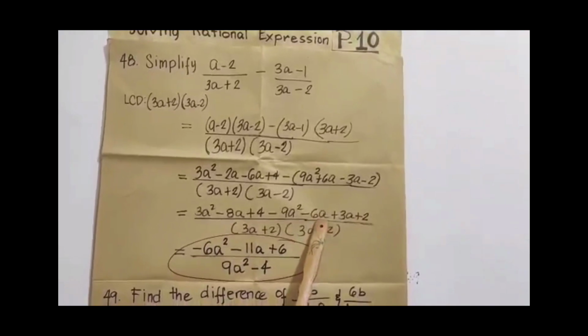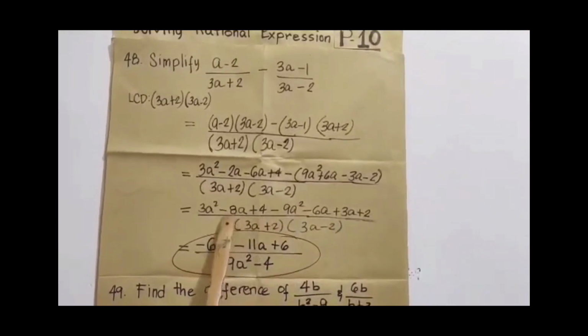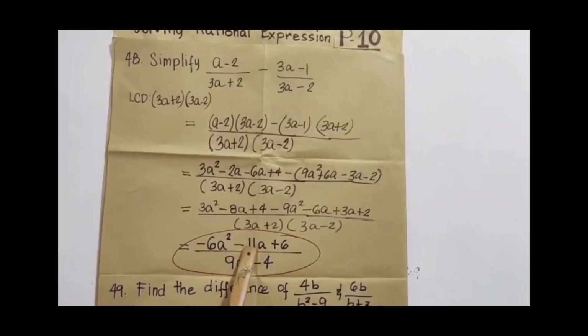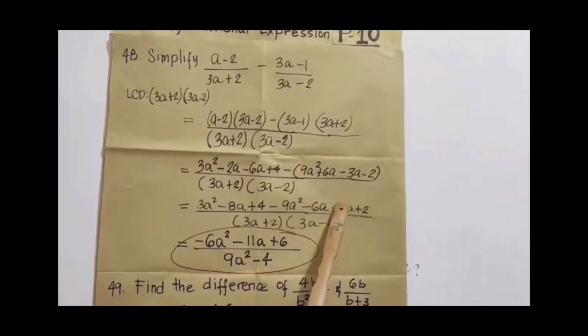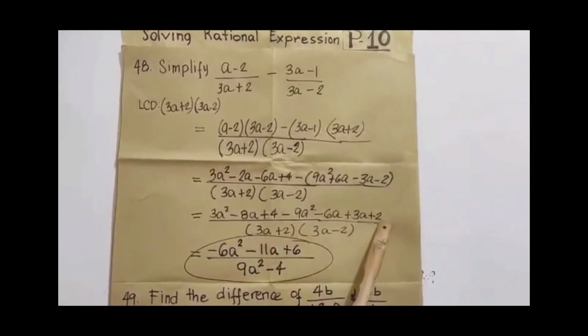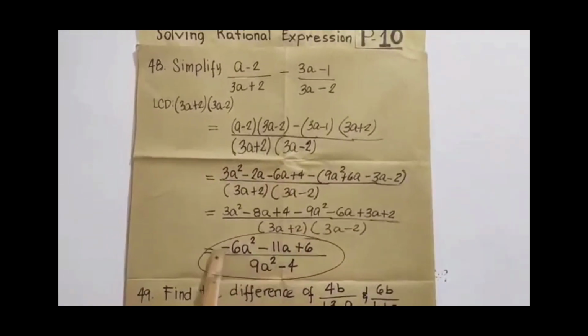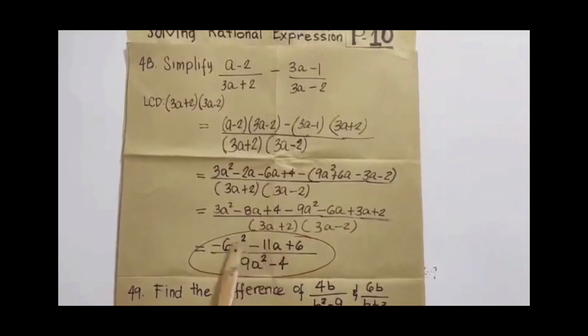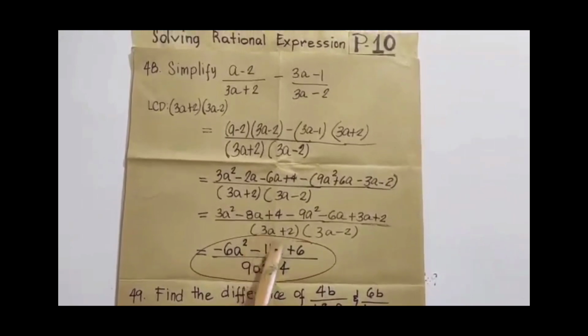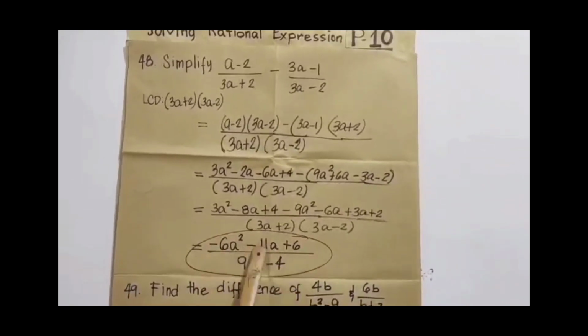Then if we're going to combine, we have negative 14a. Then we have positive 3a, divided to minus, so we have negative 11a. Then positive 4 plus positive 2 equals positive 6. Then we cannot simplify this, or we cannot factor this numerator. So this will be our final answer for our numerator.